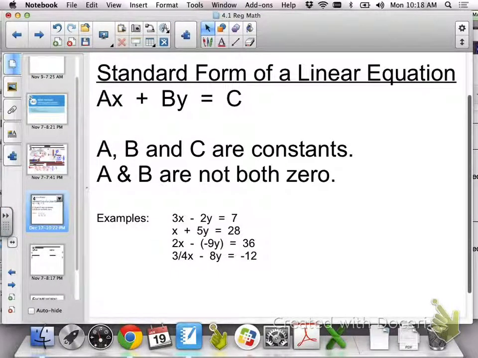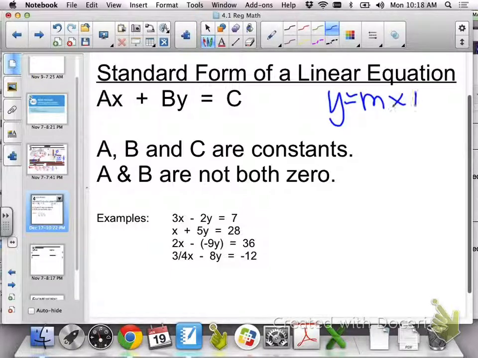Let's go over the standard form of a linear equation. You guys are used to seeing an equation written like this: slope-intercept form. This is different. So this form is slope-intercept. This is standard form. The difference between these two is that X and Y are on the same side of the equal sign. Do you guys see over here, Y and X are separate? Y is on the left, X is on the right. So that's an important distinction to make.